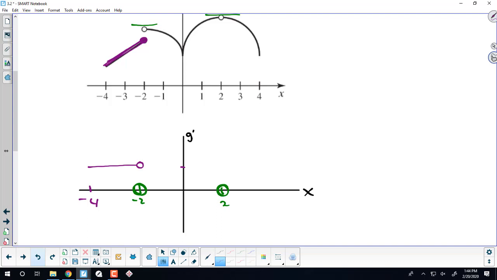Now, if it were this thing meeting up with this thing, then we have a definite derivative here. Because whether I come from this direction or this direction, both of those slopes are the same.